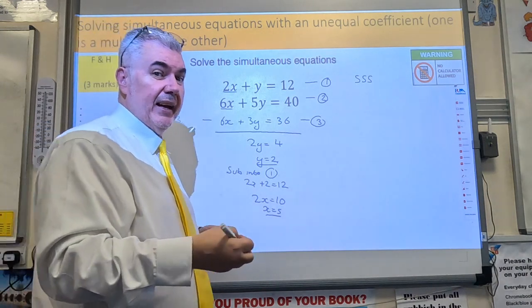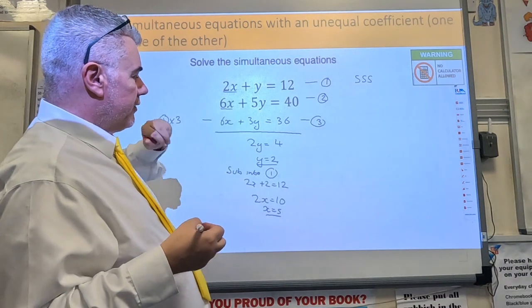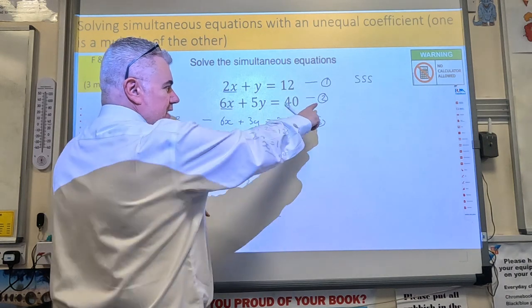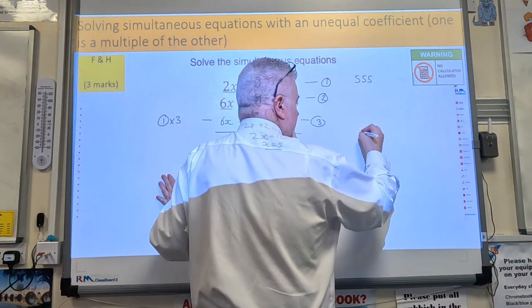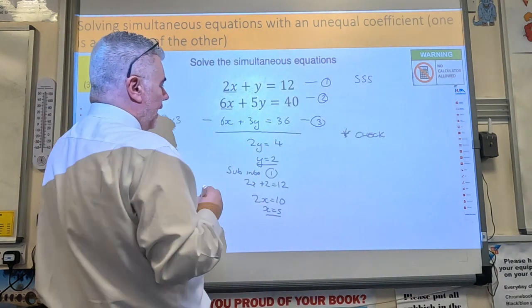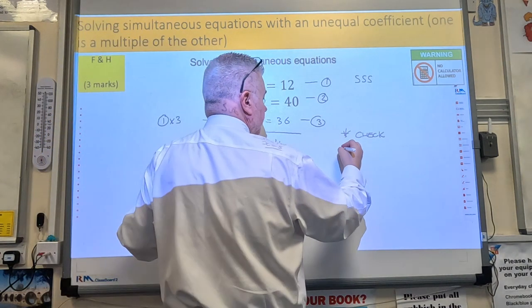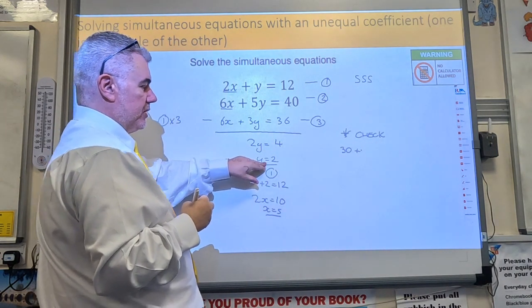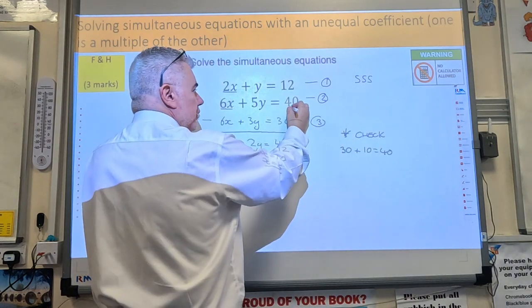I'm going to do a quick check. It's always an idea to do a quick check in maths where you can. I'm going to substitute it into one of the other equations. But since I've used 1 to find it, it makes more sense to put it into 2. Let's put these values into 2, see if it's still true. So as a check, when x is 5, 6 times 5 is 30. Add 5 times y, 5 times 2 is 10. And it does equal 40, it does equal it.